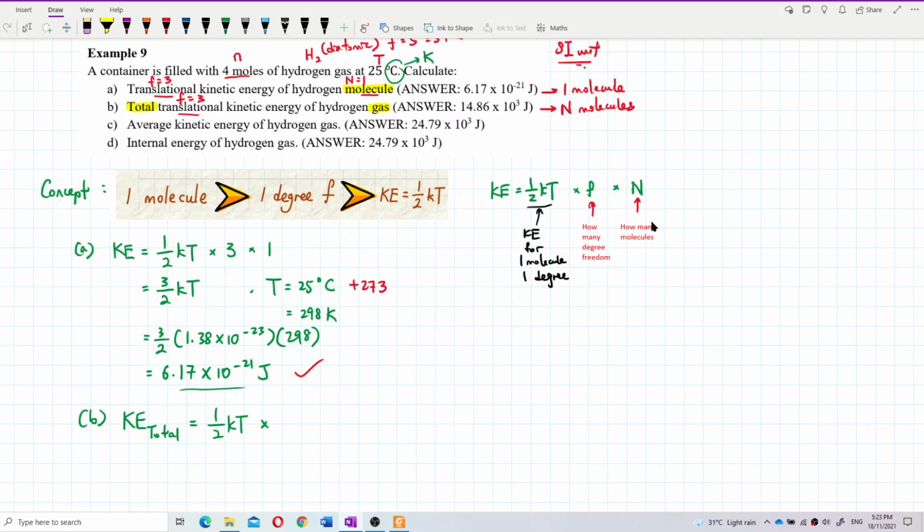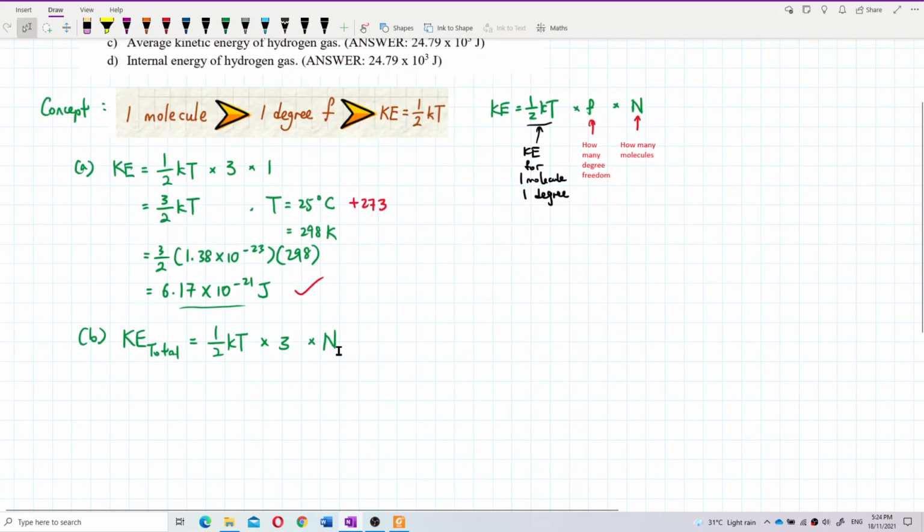Never mind, just put it as before. We don't know how many molecules, so we just put N. But it did give us the number of moles. You see that? Number of moles. So I know the total molecules, so never mind. The formula becomes 3/2 NkT. Do you see that? The 3 goes in here, so it becomes 3/2 NkT.